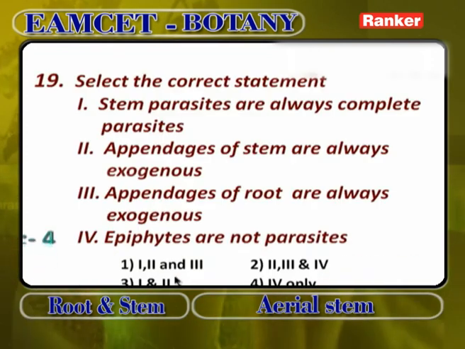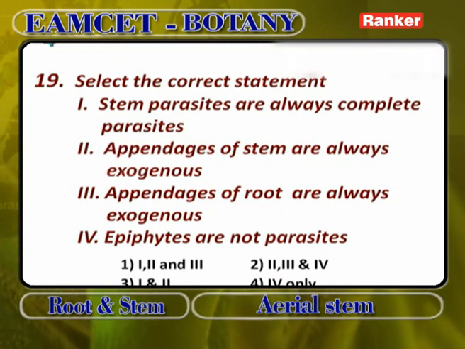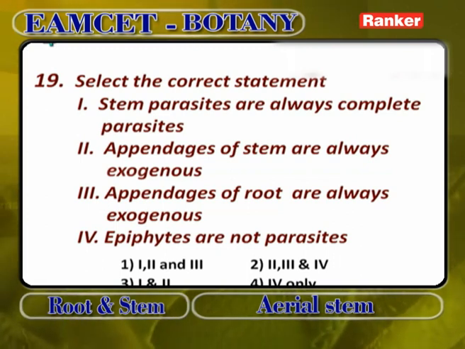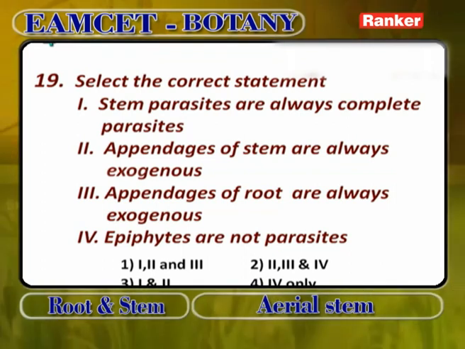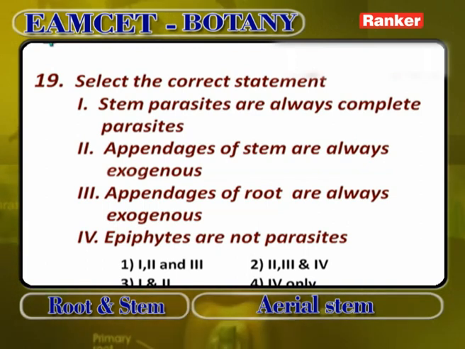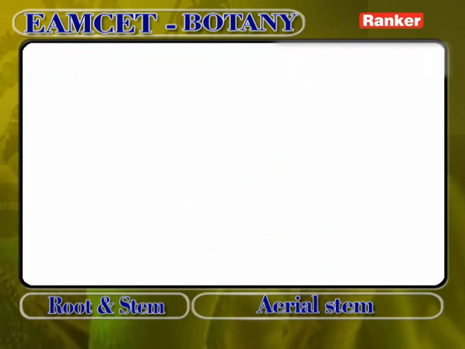Next. Select the correct statement. Stem parasites are always complete parasites. We cannot say it. Appendages of stem are always exogenous. Wrong. They are endogenous sometimes. Appendages of root are always exogenous. Wrong, because lateral roots are endogenous. Epiphytes are not parasites is a correct statement. Epiphytes are not parasites.